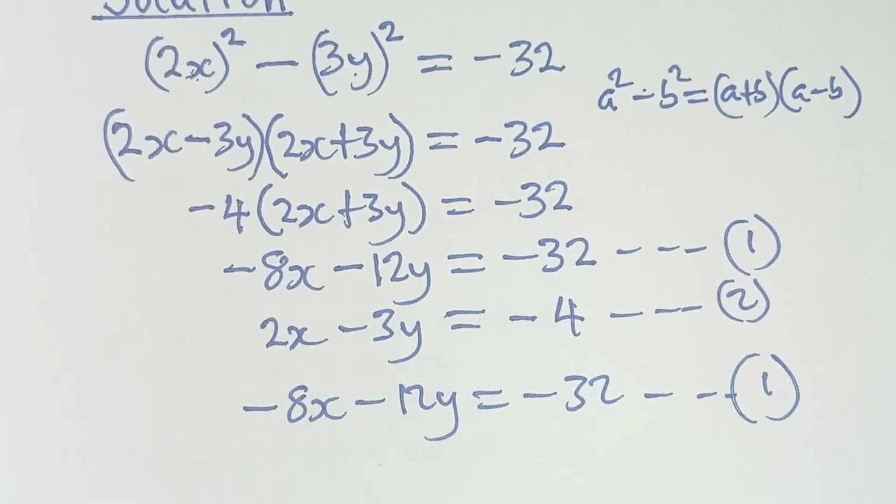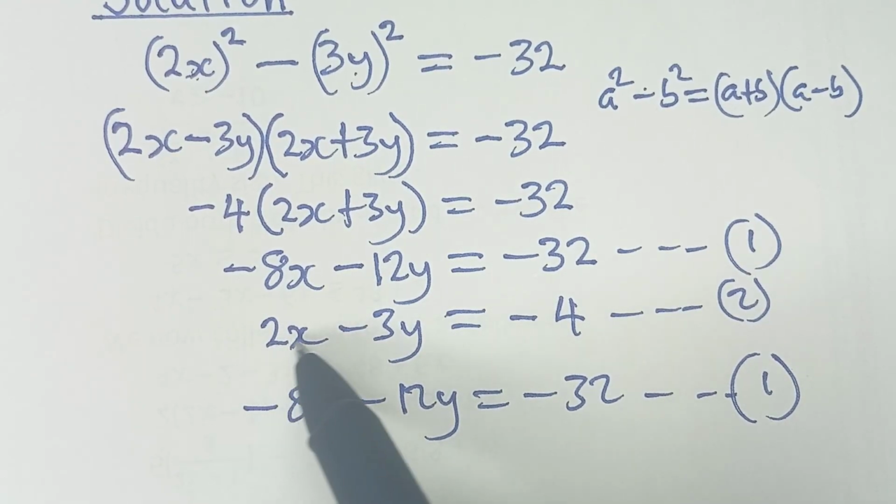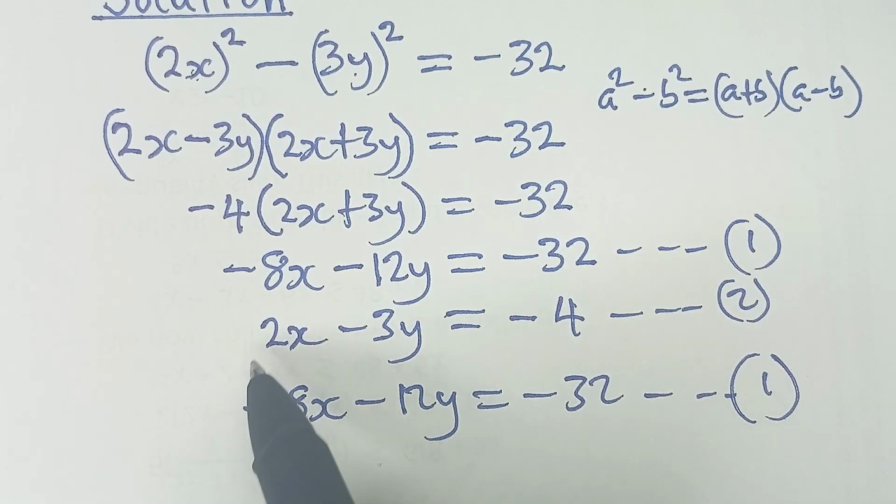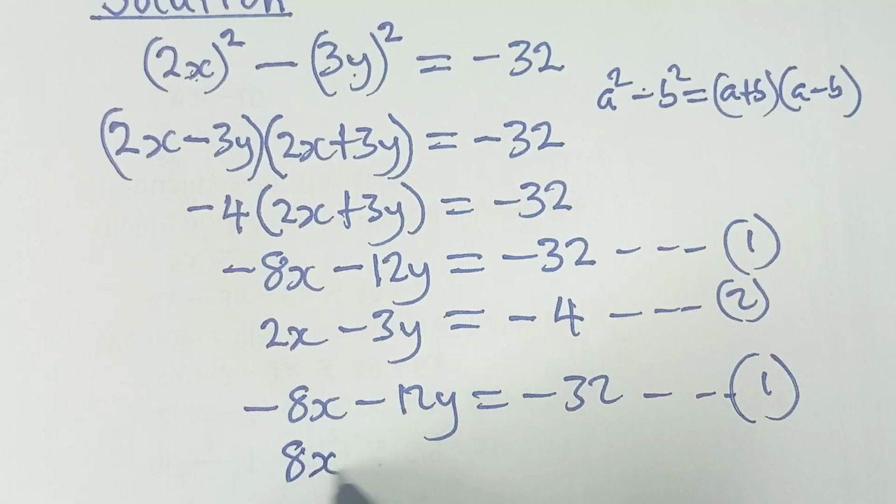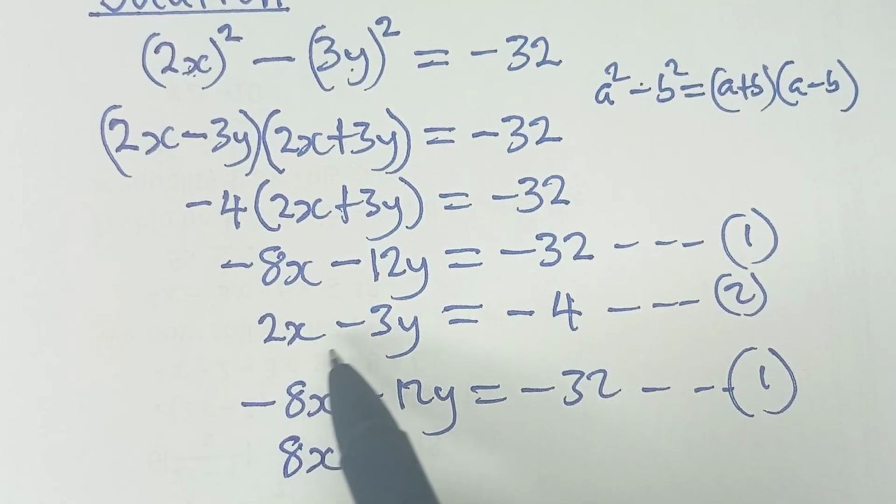So forming that new equation, I'm going to multiply this throughout by 4. So 2x multiplied by 4 is going to give me 8x. And then negative 3y multiplied by 4 is going to give me negative 12y.